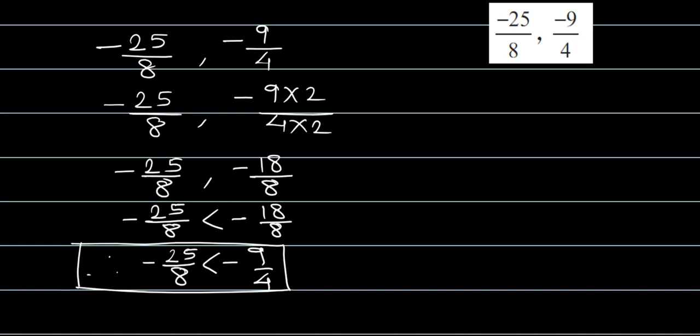If we want to compare fractions whose denominators are different. Now in this example, there is 12 upon 15, comma, 3 upon 5.